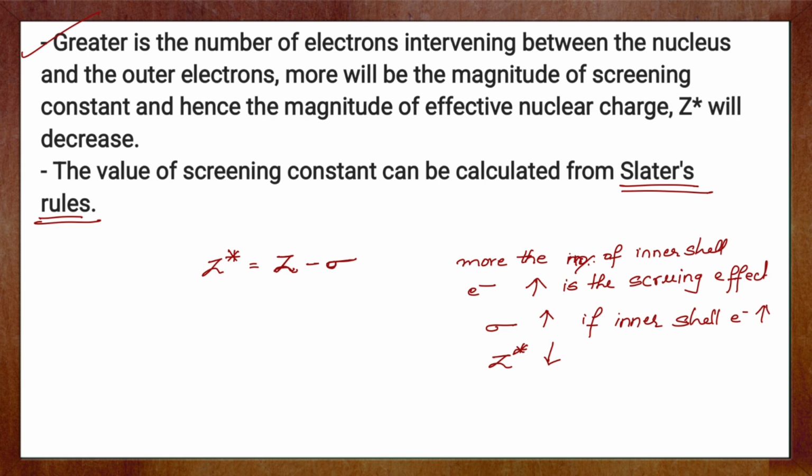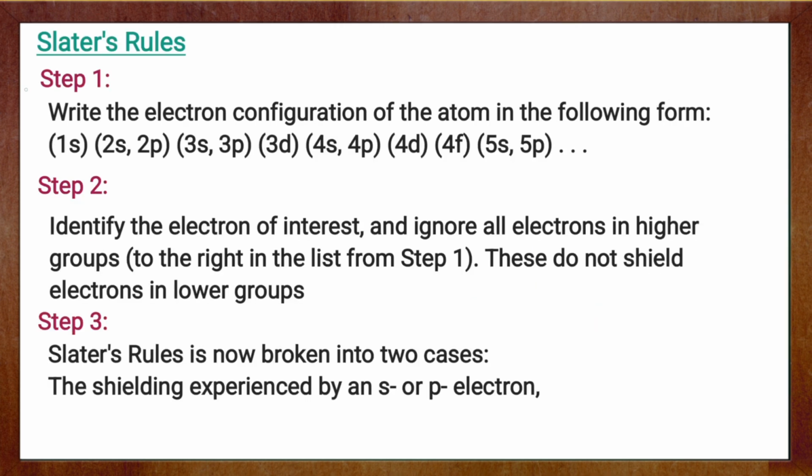Now let us see how we can calculate the screening constant using Slater's rule, and we'll calculate the effective nuclear charge also. In step 1, we will write the electronic configuration of the atom by grouping the orbitals. The 1s electrons we will write as one group. 2s and 2p electrons will be grouped together. 3s, 3p will be grouped together. 3d as one group. 4s, 4p as one group. 4d as one group. 4f as one group. 5s, 5p as one group, and it continues like that: 1s, 2s 2p, 3s 3p, 3d, 4s 4p, 4d, 4f, 5s 5p, and so on.